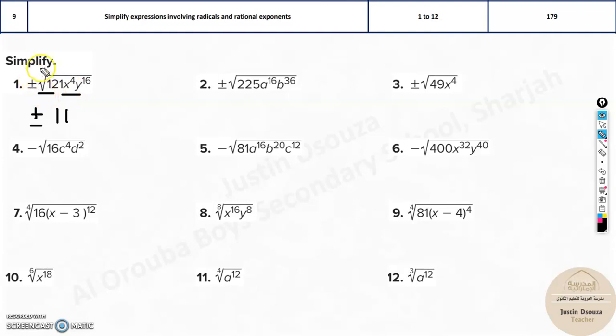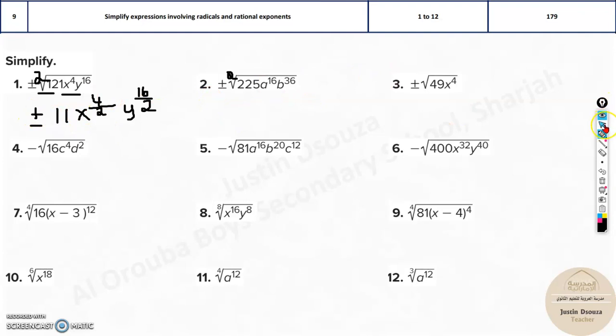Now here, what does the square root mean? If there is nothing, it's called square root, right? Because the number is 2. You should assume it to be 2. It's always 2 if there's nothing. So what that means is x, the power is 4, right? Whatever is over here in the radical, it is divided by 2. Same with y, power 16 divided by 2. That's it. That's the answer.